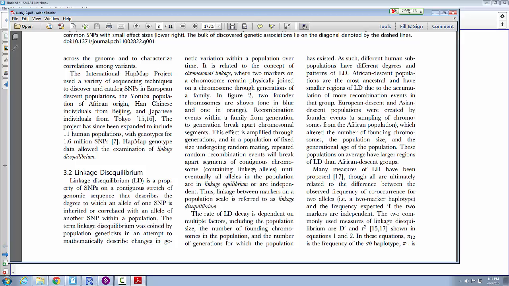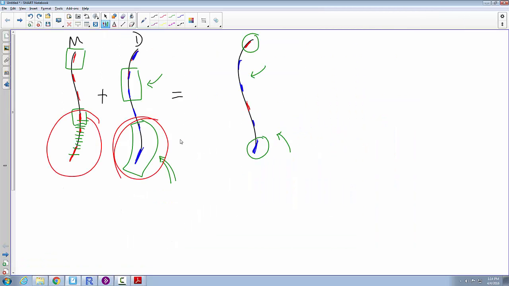So after many, many generations, while SNPs that are close to each other will tend to stay together, if you have thousands and thousands of generations, eventually there's going to be breaks everywhere. Eventually, if you kept repeating this, for example, these guys are going to get split up, and those guys are going to get split up eventually.